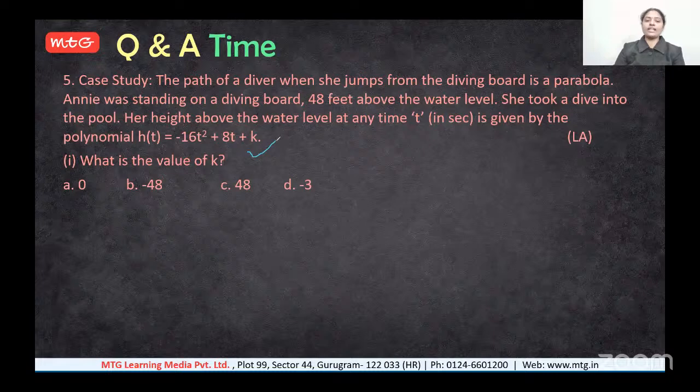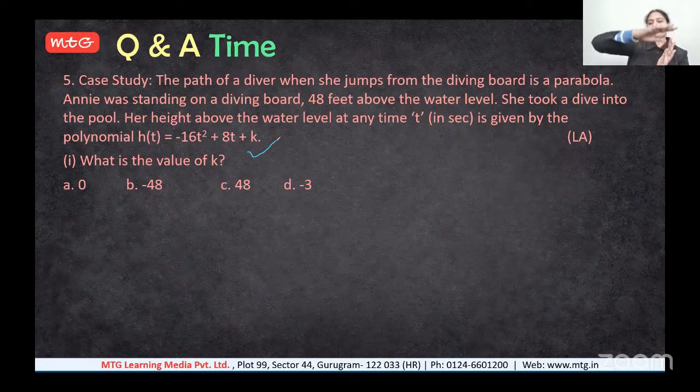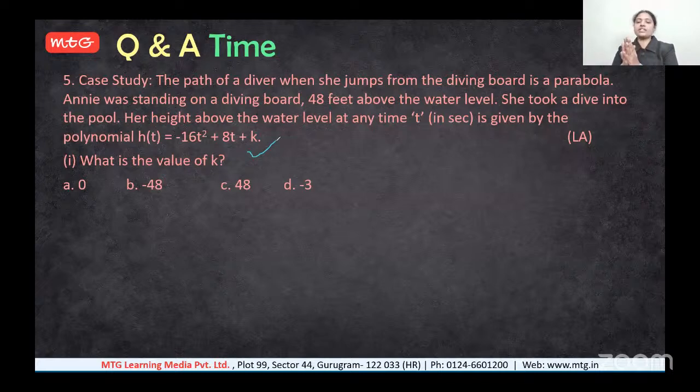The only things relating over there are time and height. Initially the person was at a height of 48 feet. Later after jumping, at 1 second, 2 seconds, 3 seconds, as the time passes, the height of the person is varying because he is in motion over time. Now the terms relating are height and time. Using this concept, you're supposed to find the missing term k in the polynomial.